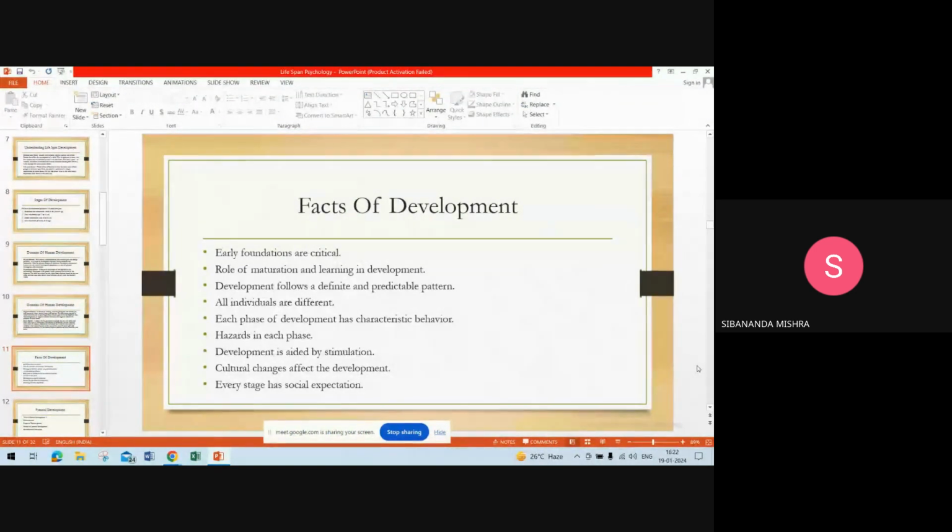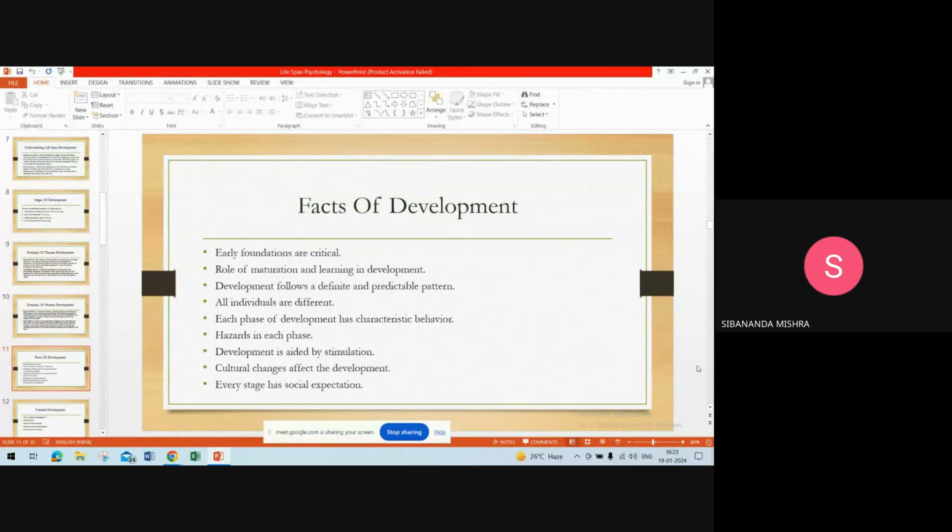Okay. And development is aided by stimulation. Through stimulation, the child acquires development. Cultural changes affect the development. Somebody is in India, somebody is in Mauritius or any other place, and as per the culture also, the development will differ. Every stage of the human being's development has social expectation. So this is about the first unit. We have completed the first unit now.